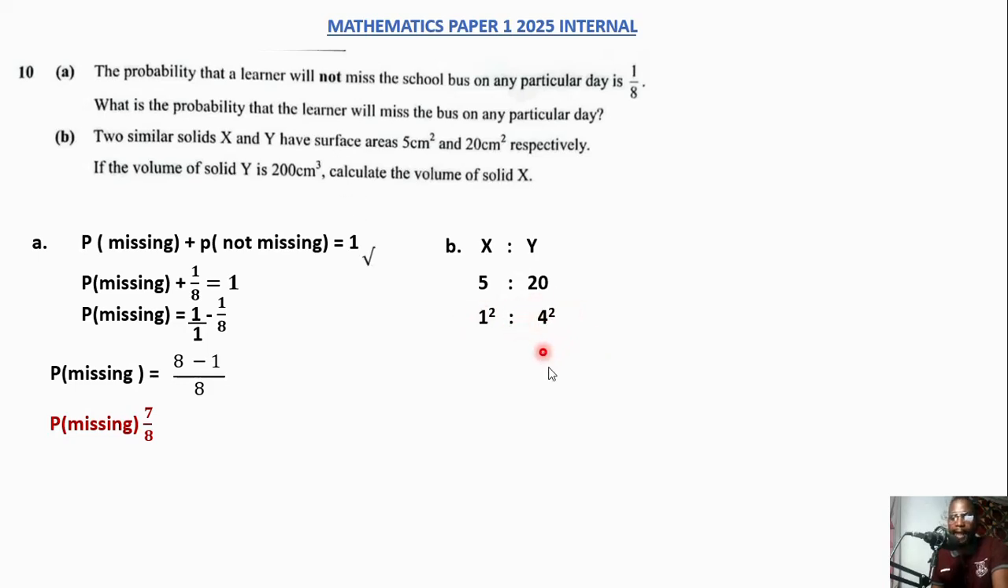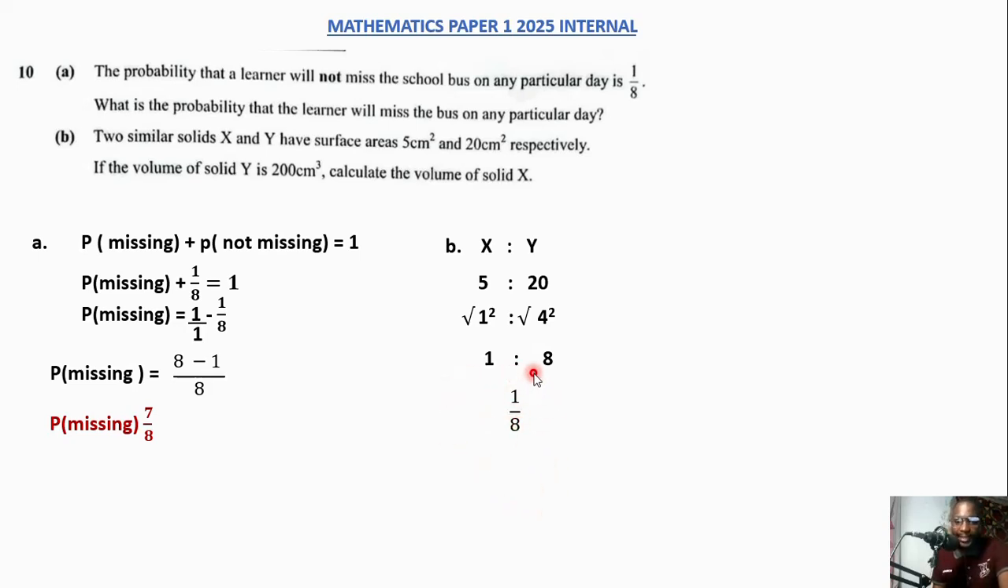All right, then after that, how do I get rid of the squares? I'll just introduce the square roots on both sides. What is the square root of 1? That is still 1. Then the square root of 4 is 2, so here now we have the ratio 1 to 2, or 1 over 2. 1 over 2 or 1 to 2, this is just one and the same.